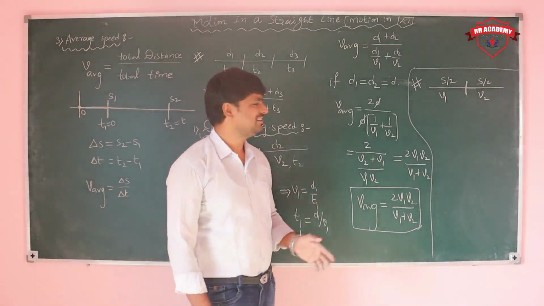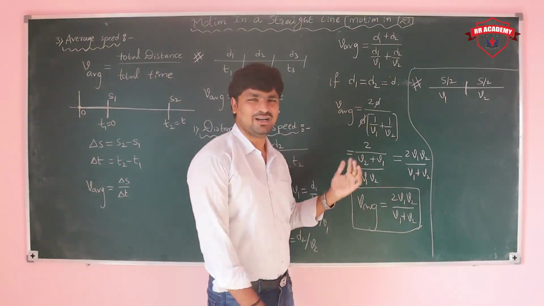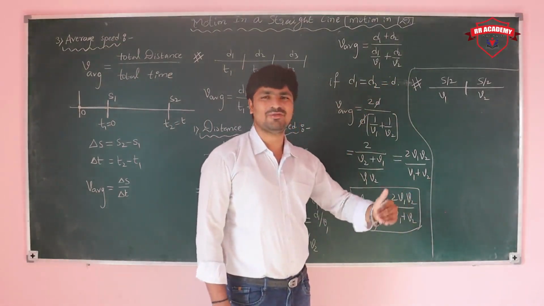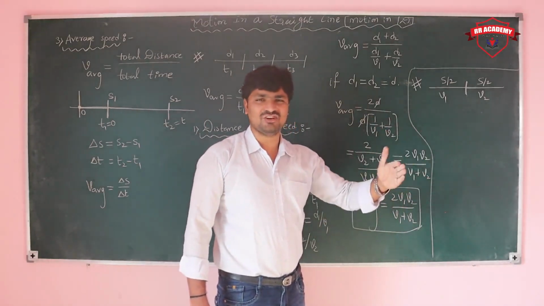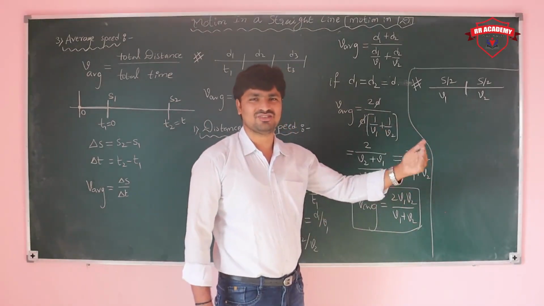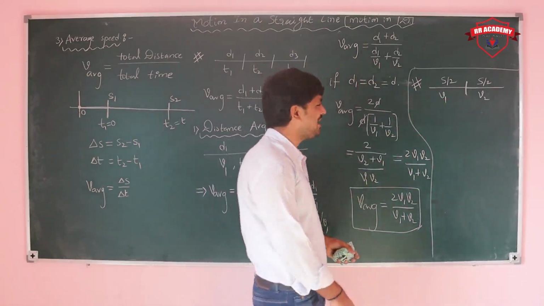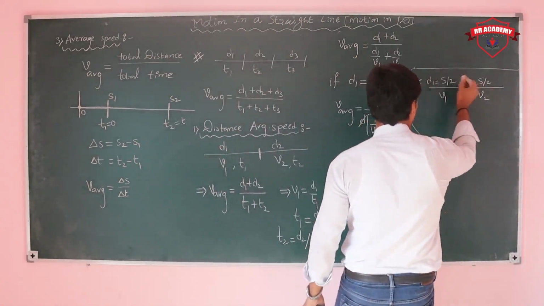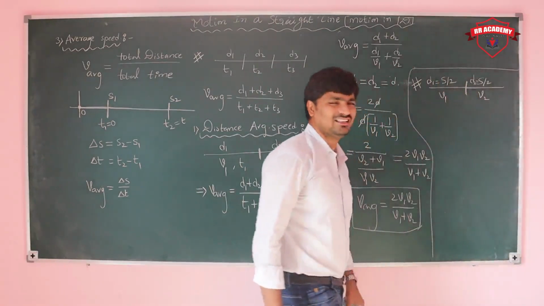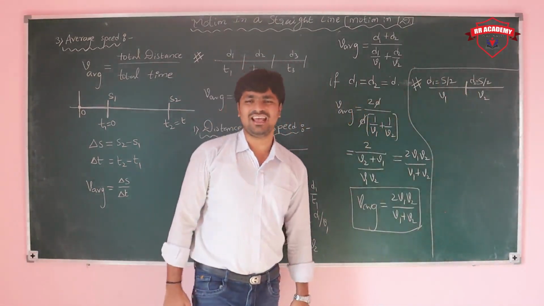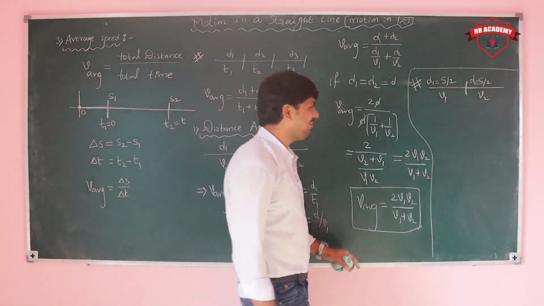See here, equal distance, na? S by 2 first half, S by 2 next half. So equal distances, equal first half distance and second half distance. So first d1 distance, next d2 distance. Here you can imagine d1 is equal to S by 2 and d2 also S by 2. The meaning of that is it traveled the same distance in both. So then what about the average speed?